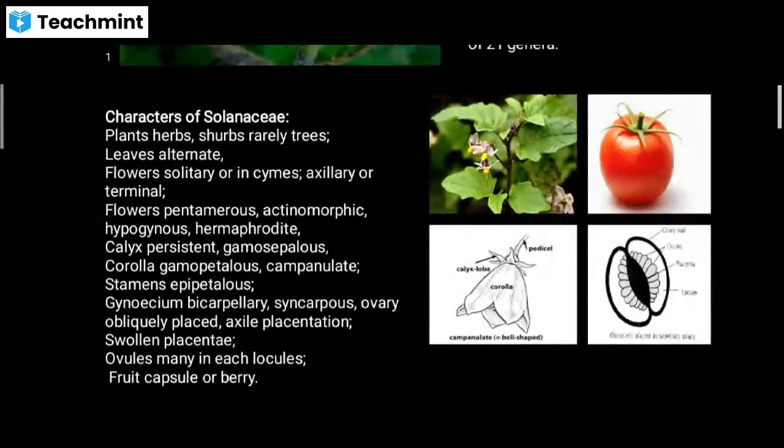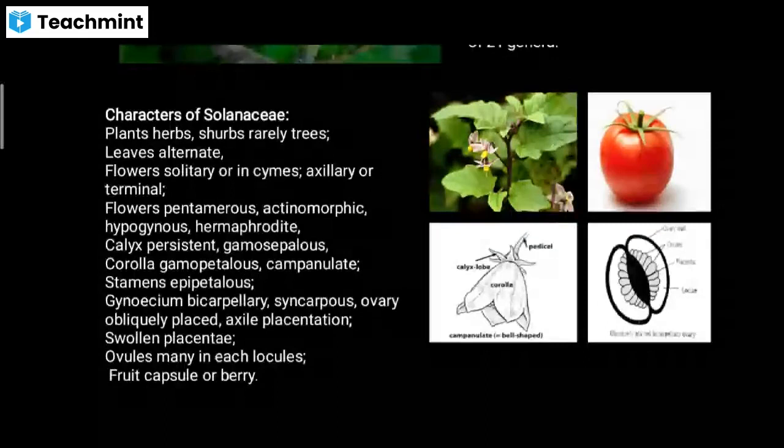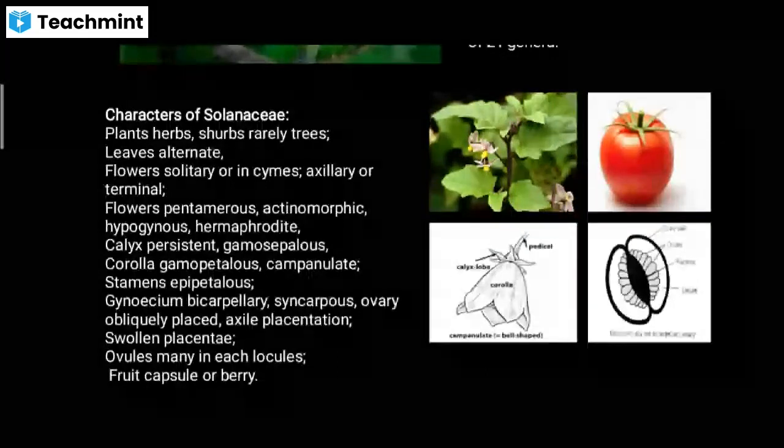Most members of the Solanaceae are herbs, shrubs, and rarely trees. So most members of this family are herbaceous or shrubby plants. The leaves are alternately present and flowers are solitary or in cymes. Cyme means flowers are found in a bunch, or sometimes singly. If singly, then it's called solitary flowers. If it is a bunch, then it is called a cyme.